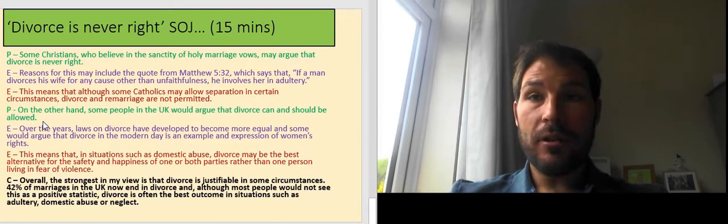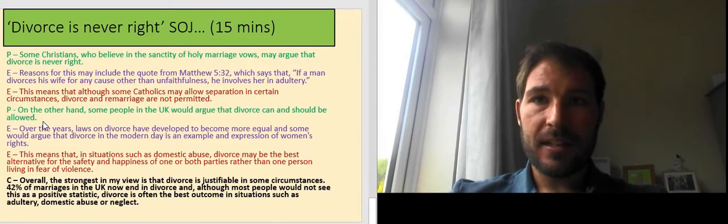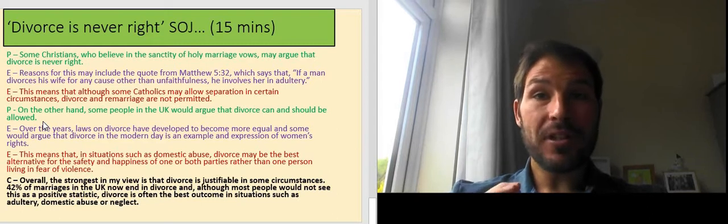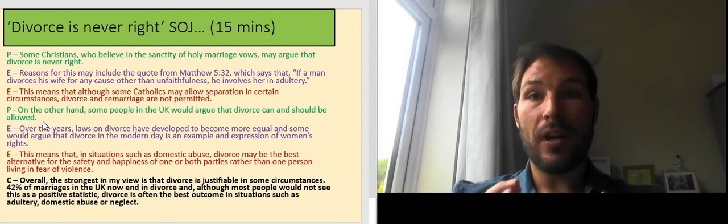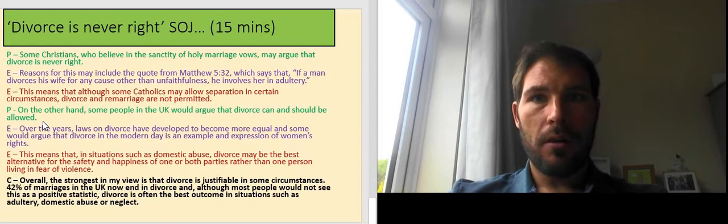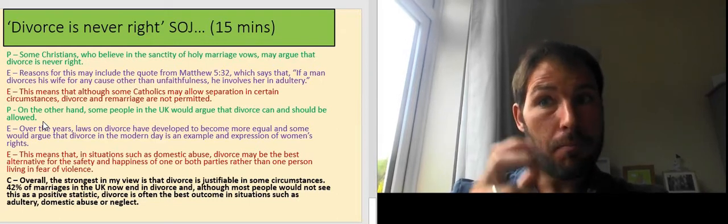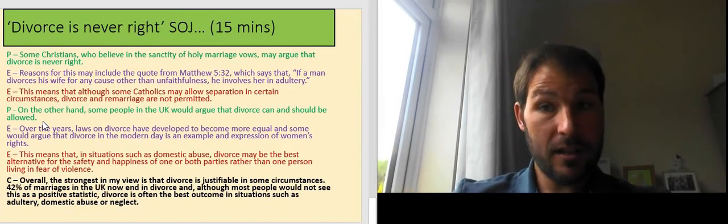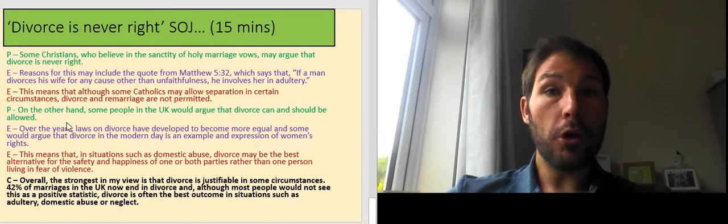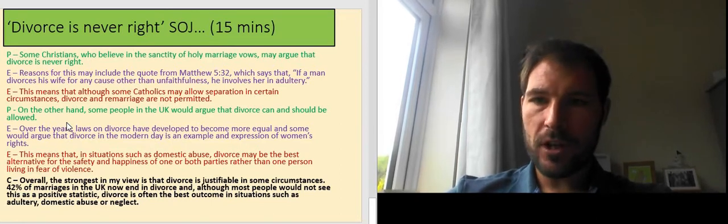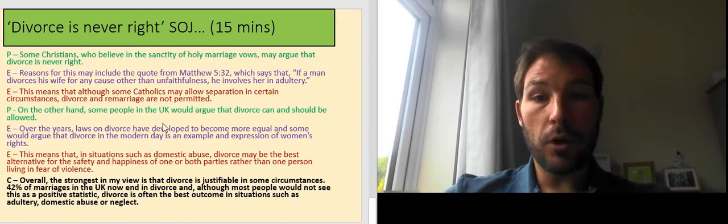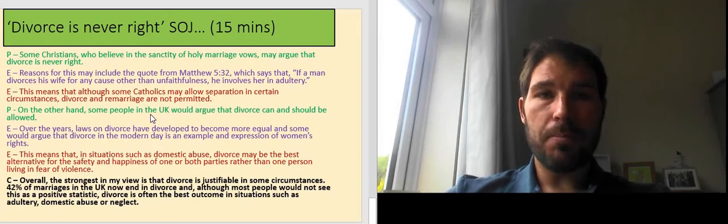Now, you absolutely need to talk about different religious perspectives, but it is okay if not every single point is religious. Okay? So the reason that I've given this example is to show that you can use an opposing point that has evidence that is not from a religious perspective. If you want to use some Christians, other Christians, or some Christians, some Buddhists, that's fine. But I've showed an example here where I'm not using a religion for the opposed point. So, on the other hand, some people in the UK would argue that divorce can and should be allowed.